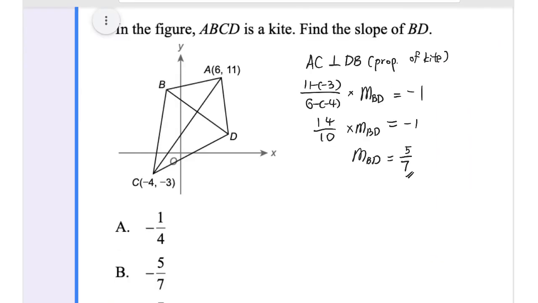Okay, so for this one, basically you just have to use this relationship. At the end you will have this one corresponding to AC. AC is perpendicular to DB. That is why when you multiply the slopes together, you have -1. Okay, that's it. And the answer will be -5/7. Okay, here.